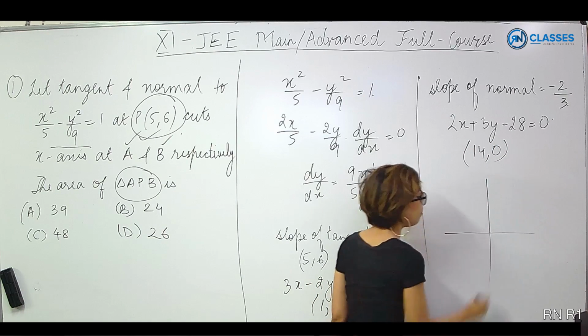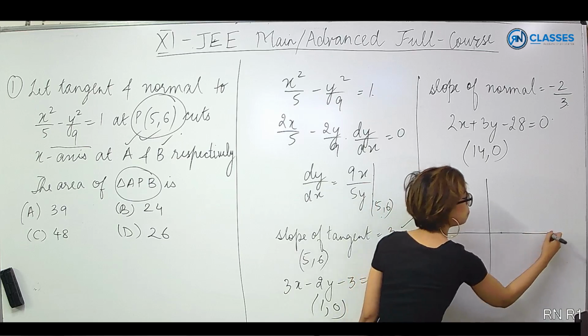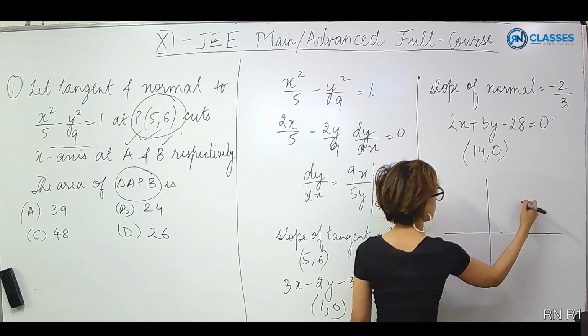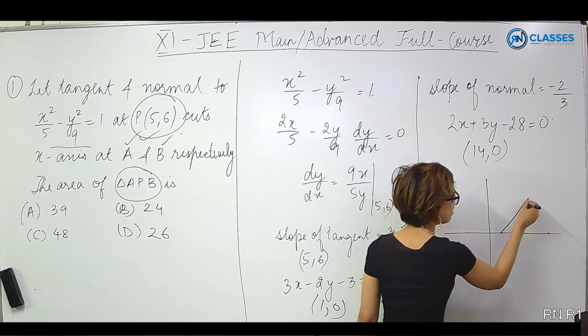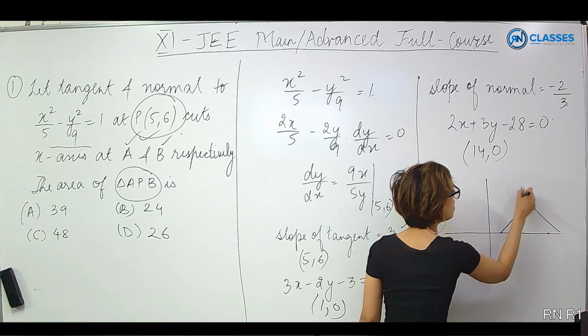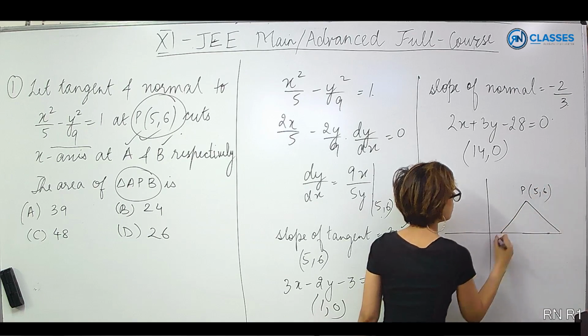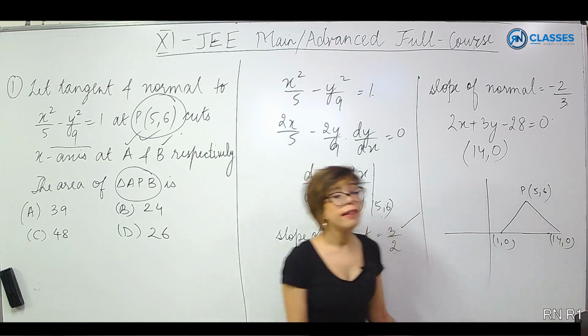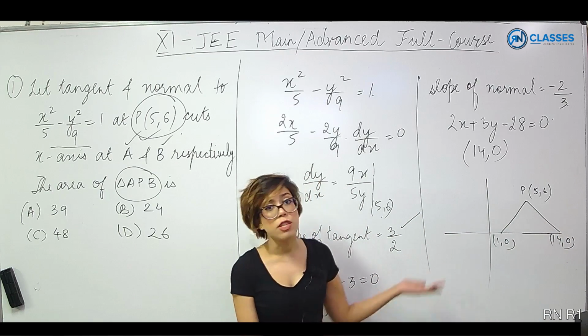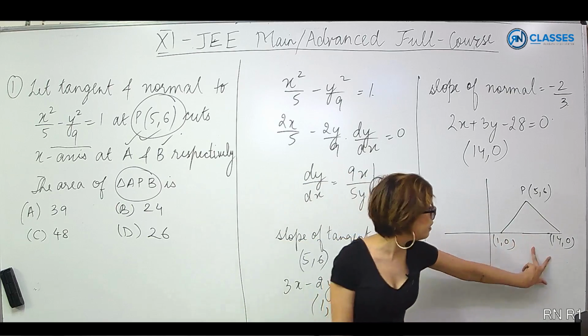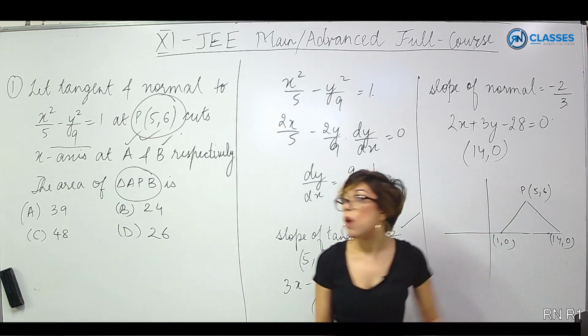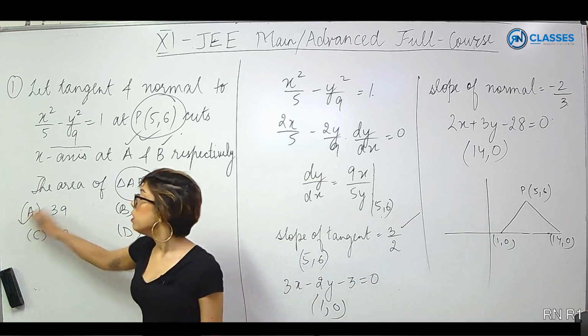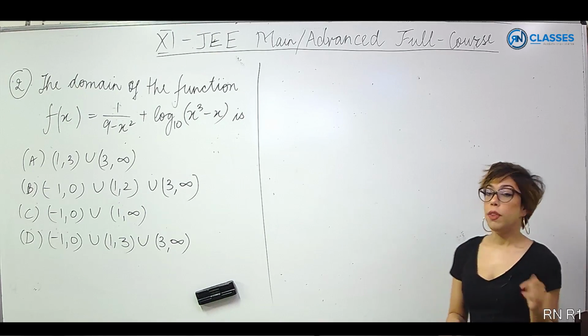Right? So, my diagram is somewhat like this. And P is (5, 6). I'm obviously exaggerating the distances, but you can find out. So, P (5, 6). This is (1, 0). This is (14, 0). You need to find the area of the triangle. I think I would say half base into height. Base you know 13. Height we know 6. Find out. The answer turns out to be option A. On to the next one.